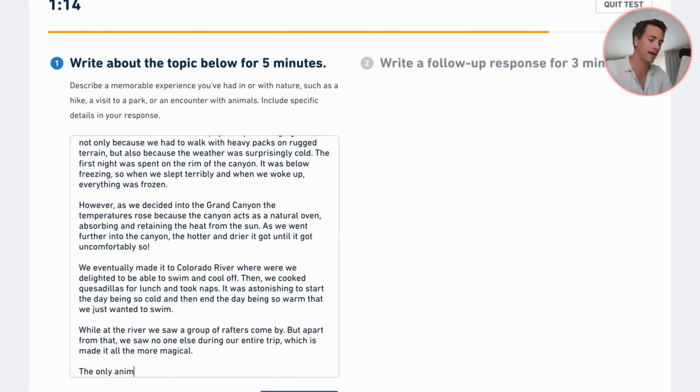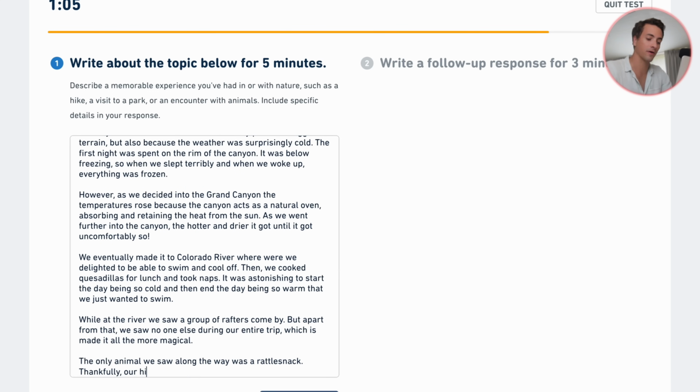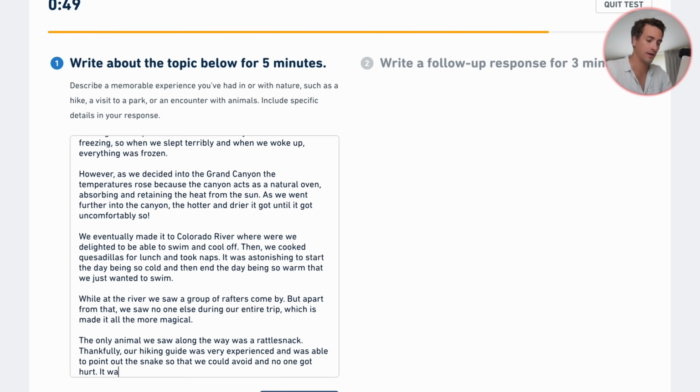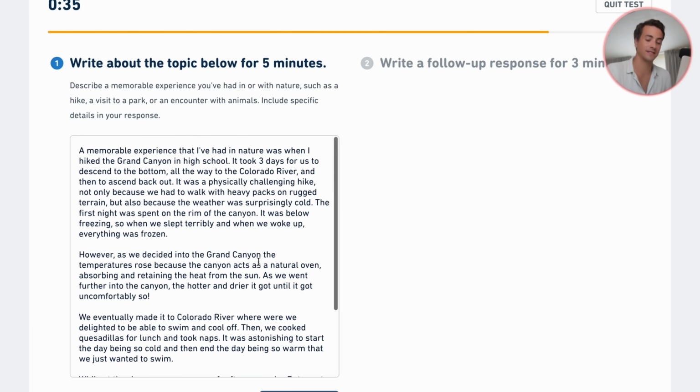The only animal we saw along the way was a rattlesnake. Thankfully, our hiking guide was very experienced and was able to point out the snake so that we could avoid it and no one got hurt. It would have been disastrous if one of us was bitten. All right, then I'm going to save time to proofread.